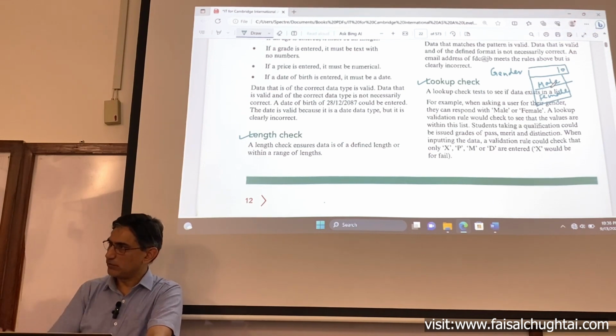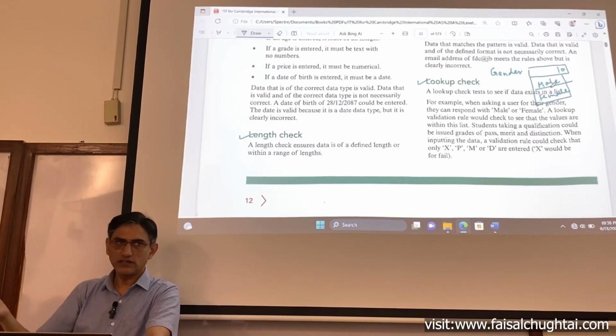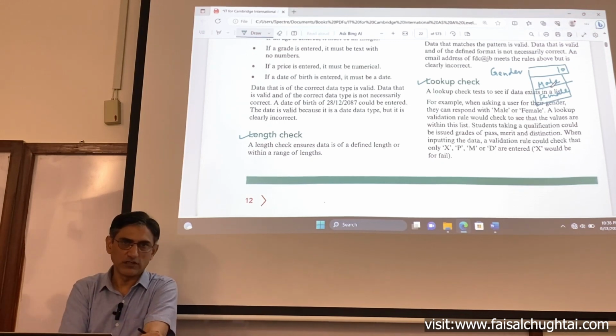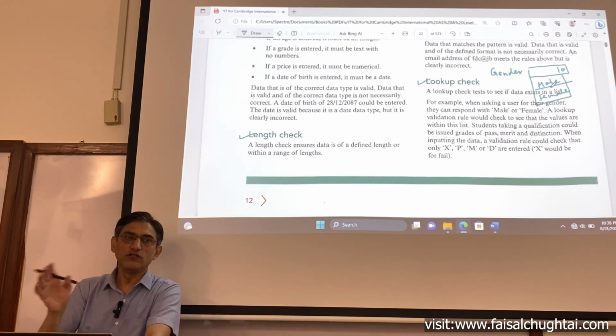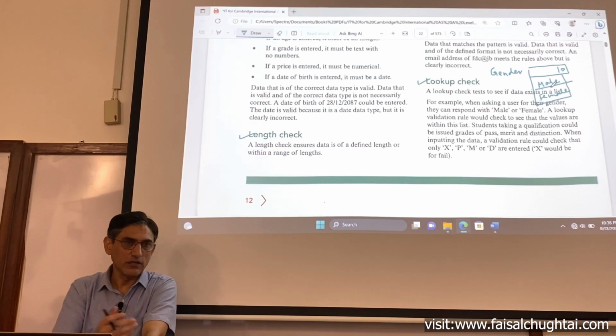So it's like a lookup table, from where you can look up any data item that you want to select, select it, and that's how your input would be taken, instead of requiring the user to type it in.